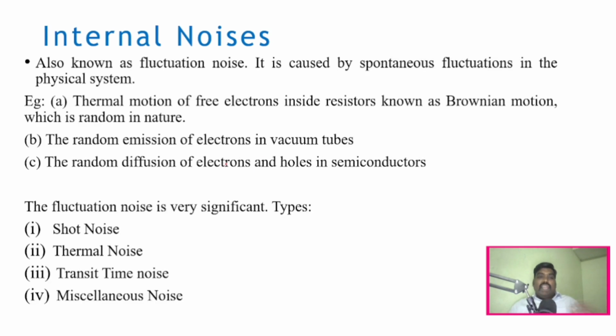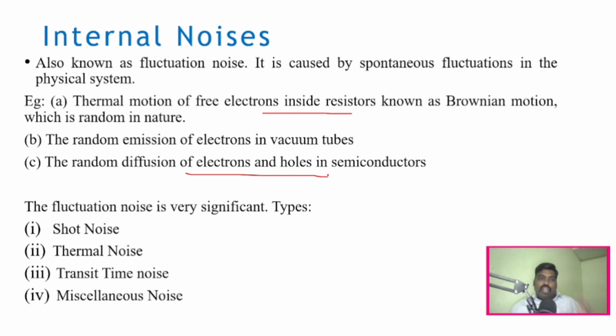And coming to internal noise, this is very important. Internal noise, as I said, can also be called fluctuation noise, because this happens due to spontaneous fluctuations of the system. That is, it happens because of the components present inside the system, right? And it can arise because of thermal motion of free electrons inside a resistor, which is called Brownian motion, and the random motion of electrons in vacuum tubes and random diffusion of electrons and holes in semiconductors. All this can create internal noise, right?